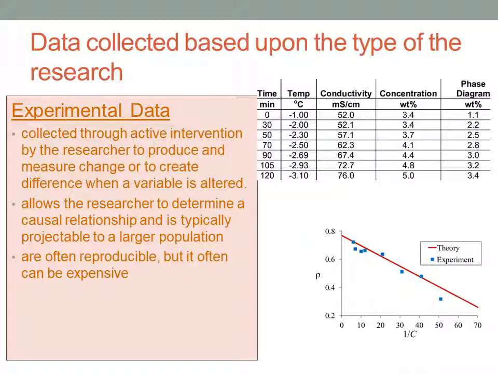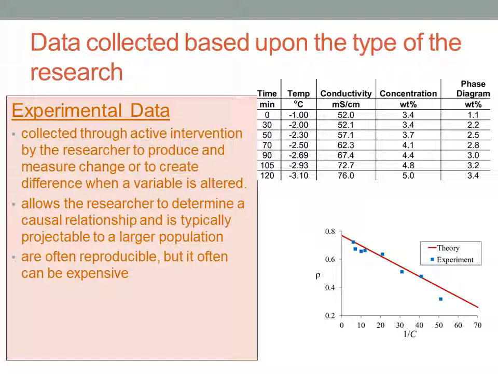The second type of data is experimental data. Now, this experimental data is collected through active intervention by the researcher to produce and measure changes, to create differences when a variable is altered. So usually what it means is you change a variable keeping all the other extrinsic variables constant and check what happened to the y value or the dependent variable.